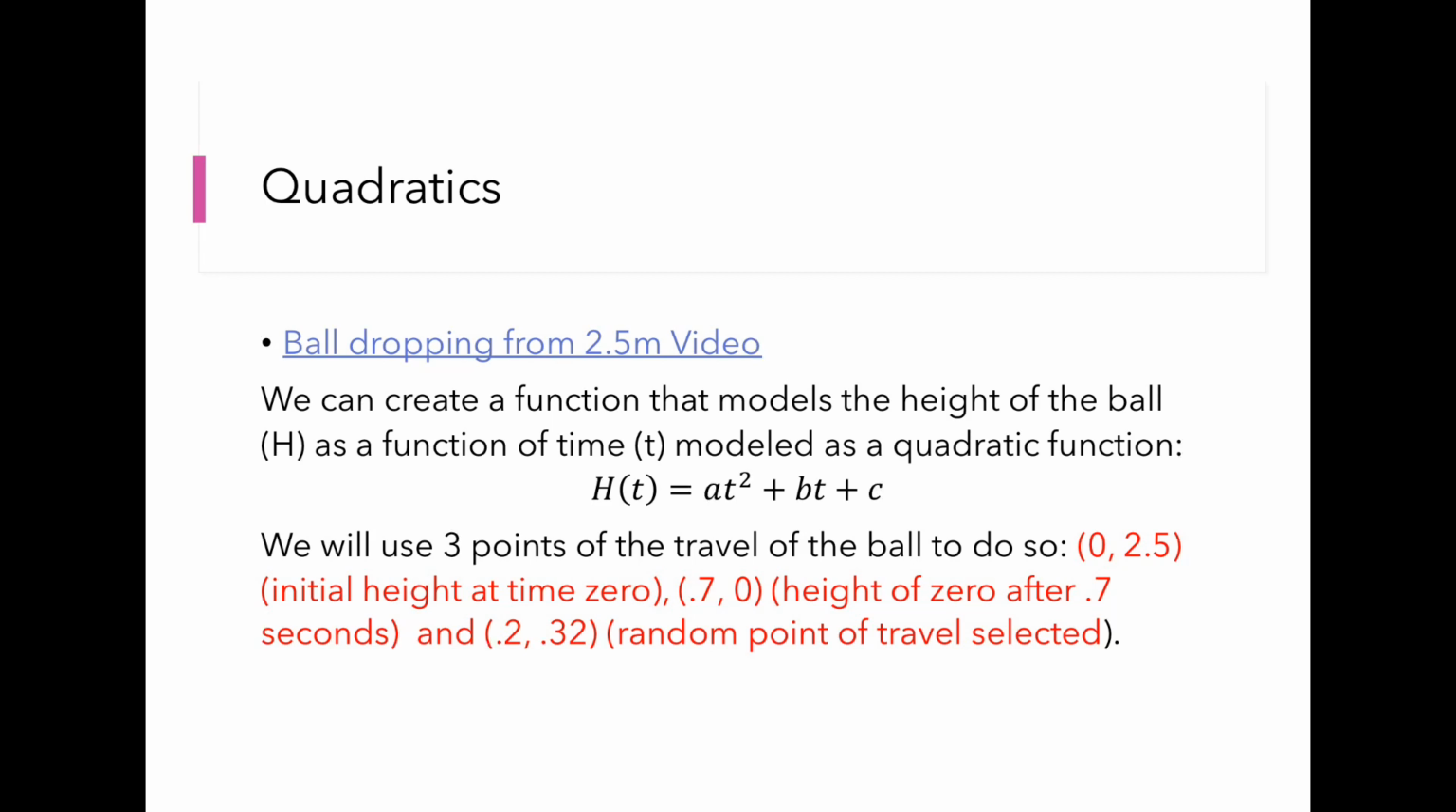Okay, once you've watched that, we're actually going to create a function that models this specific example of the height of that ball. So this is a height function, h. It's the height of my ball that was dropped as a function of time, where t is going to be in seconds.